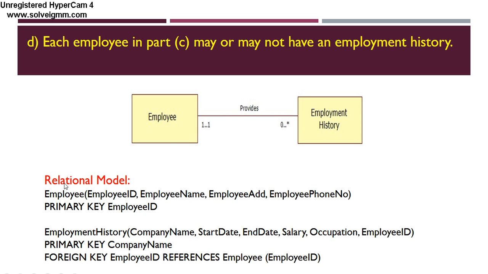The relational model is employee ID, employee name, employee address, employee phone number, and the primary key is employee ID. For the employment history: company number, start date, end date, salary, occupation, employee ID, and the primary key is company number. The foreign key is employee ID, referencing employee ID.